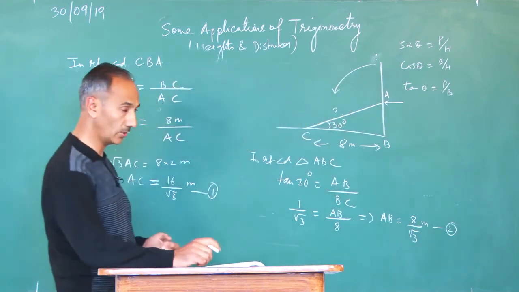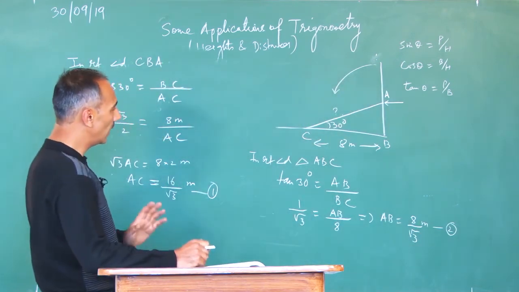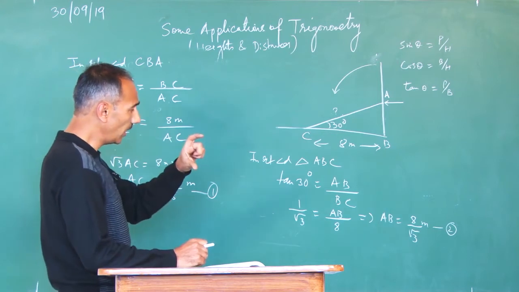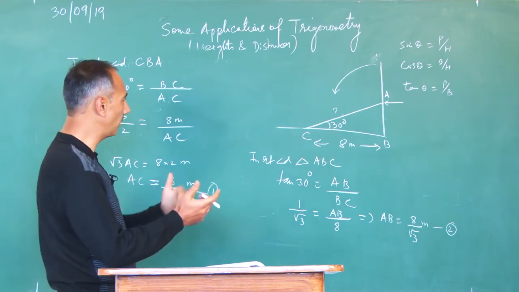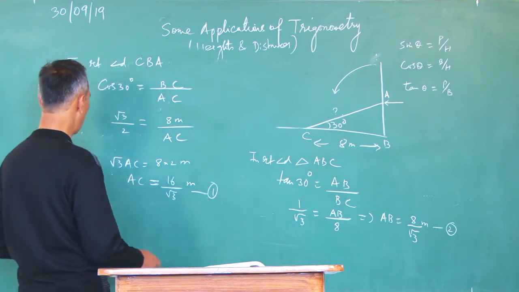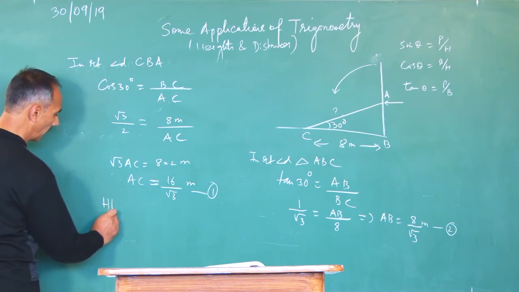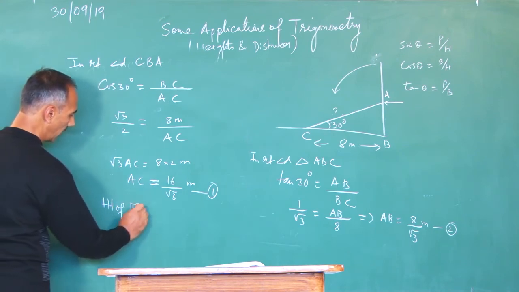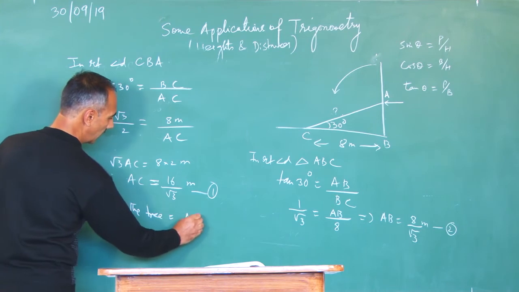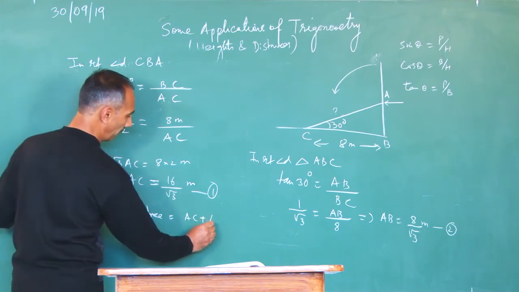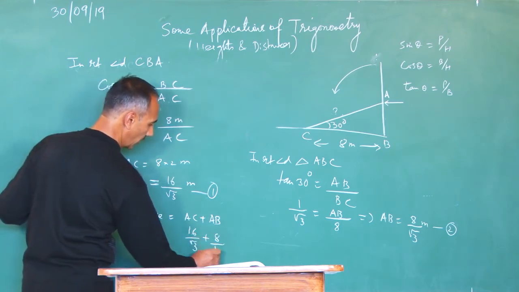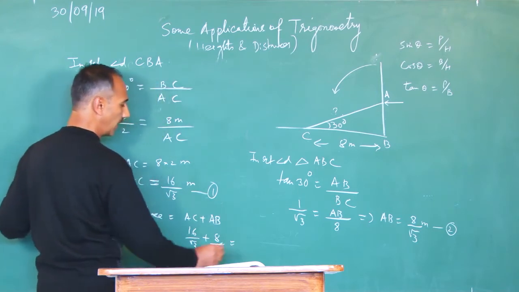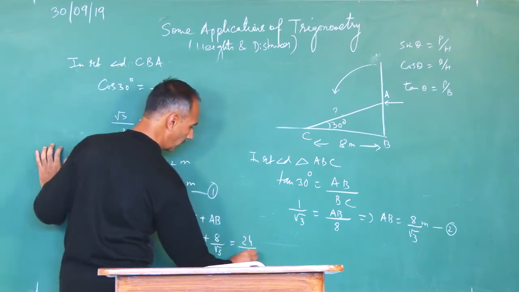Now to find the height of the tree, as it's being asked, the height of the tree is AB, which is the unbroken part, plus AC, which is the broken part. When you sum it up, that gives you the height of the tree. So height of the tree is AC plus AB. AC is 16 by square root 3 plus 8 by square root 3. 16 plus 8 is 24 by square root 3.